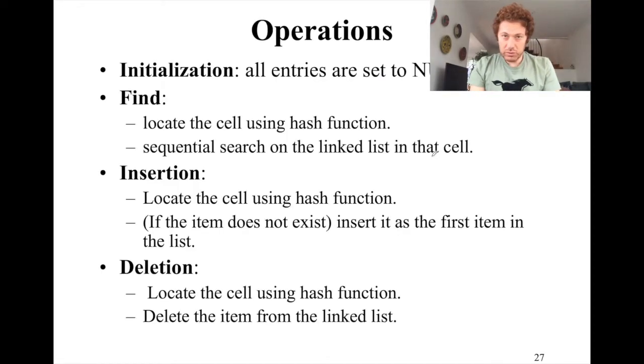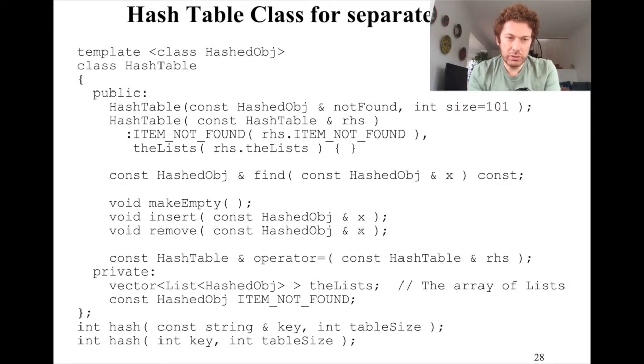So initialization: all entries are null. Find: locate the cell using a hash function like key mod table size, and then do a sequential search on the linked list. Insertion: locate and insert to the front of the linked list. Deletion: locate the cell and delete from the linked list. So if I implement this, basically look here, I have a set of linked lists, a vector of linked lists, and the items in the linked lists will be hashed objects.